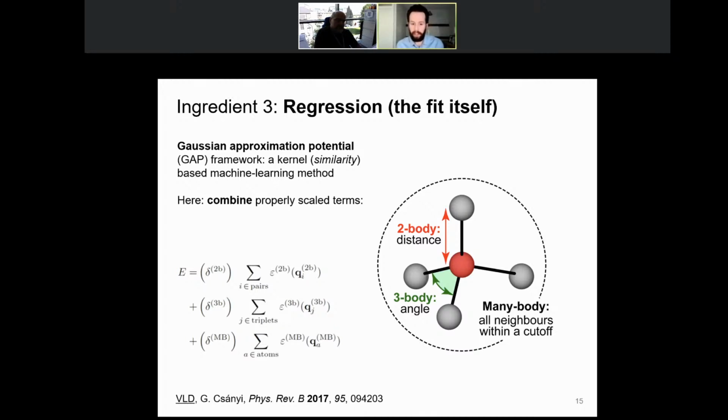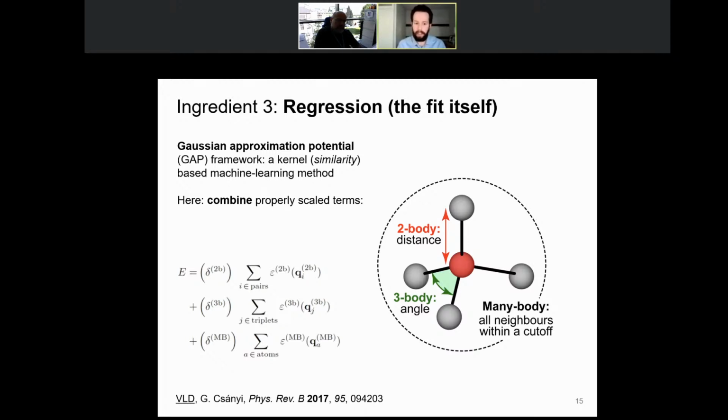In the three-body term, the cutoff is shorter, so we only want the closer atomic environments, and then the SOAP again goes out to about 3.7, or in other potentials it goes out to 5 or 6 angstroms maybe.